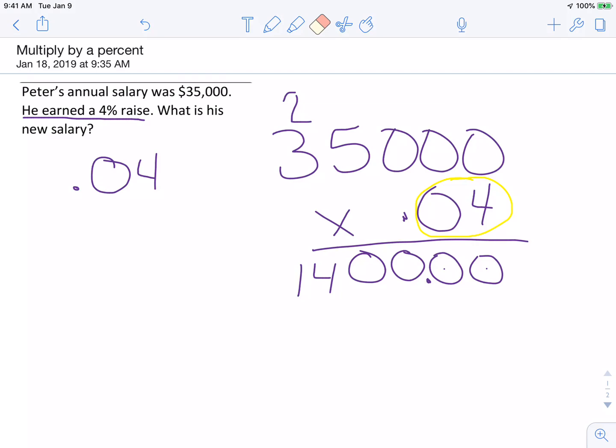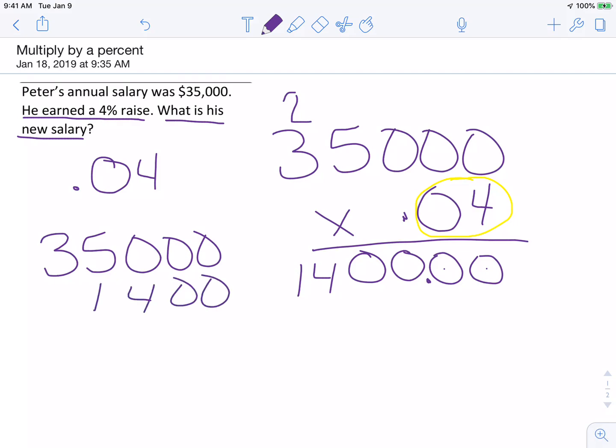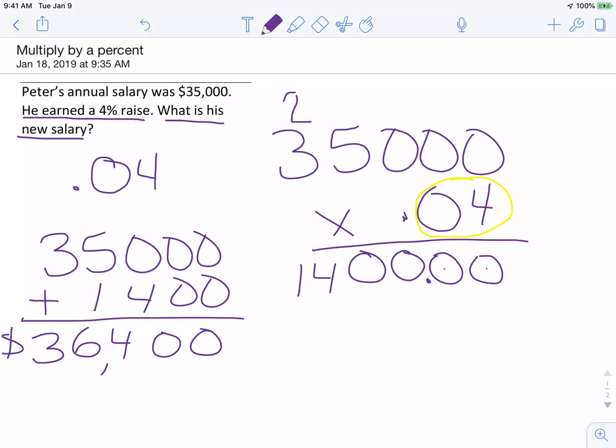Now we're not done though, because the question is, what is his new salary? Well, if he had a raise, that means his salary increased. And when you increase, you add. So I'm going to take my $35,000 that he earns annually, and I'm going to add his raise of $1,400. Peter's new salary is $36,400.